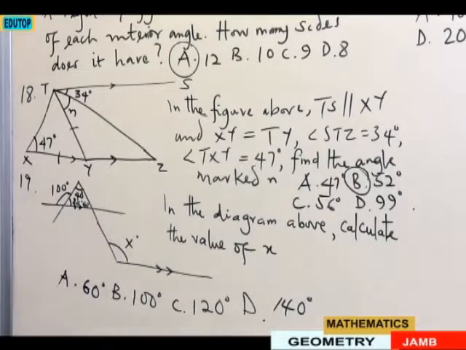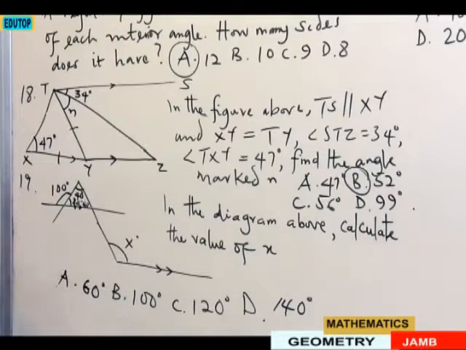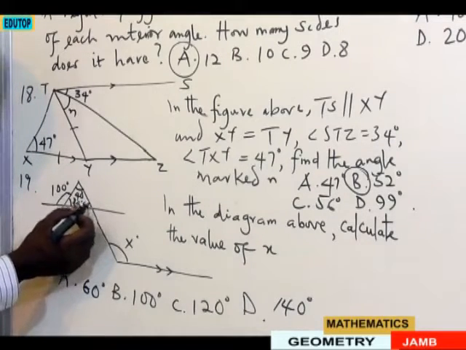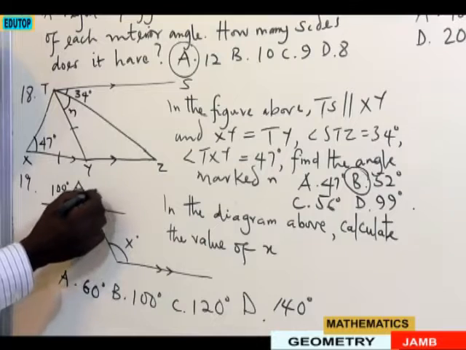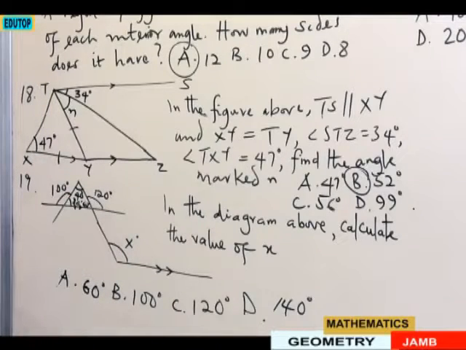60 degrees. Look at this line again. It is a straight line. The sum of angles formed on a straight line is 180 degrees. So if this place is 60 degrees, automatically this place will be 120 degrees, because 120 plus 60 will give us 180, which is the sum of angles formed on a straight line.